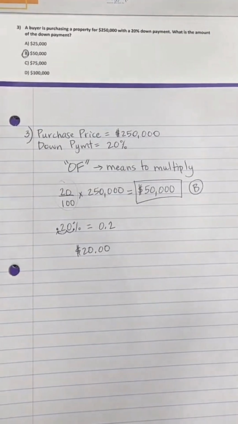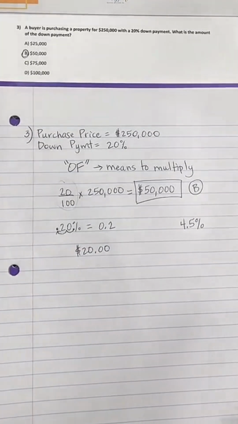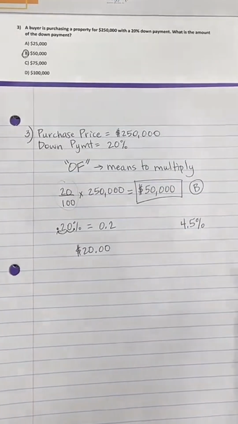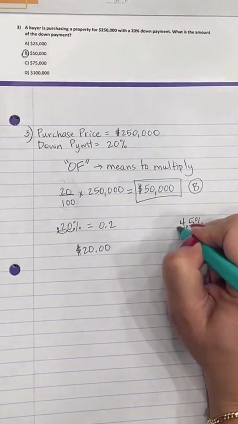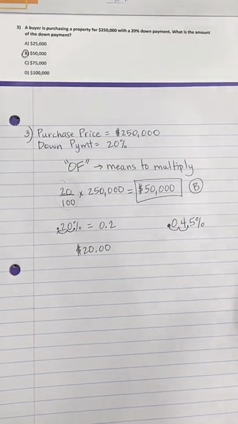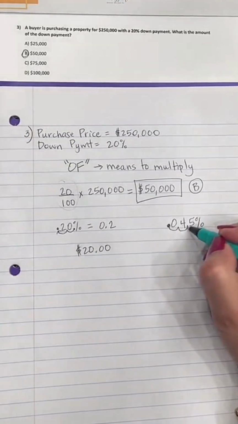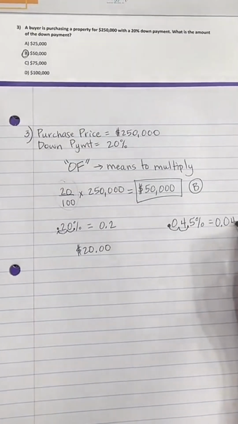Now let's do, for example, 4.5% interest. How do we move this? We have to move this two decimal places. So you go 1, 2, and here's where your decimal goes, and a 0 goes in place of this. So 4.5% is equal to 0.045. All right, here we have it. Number 4.